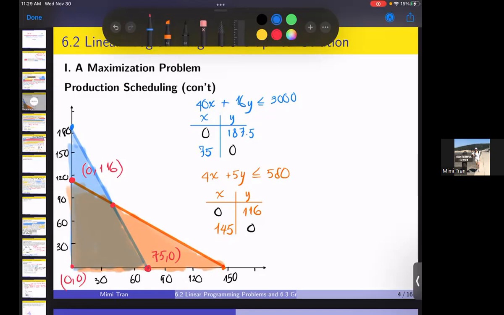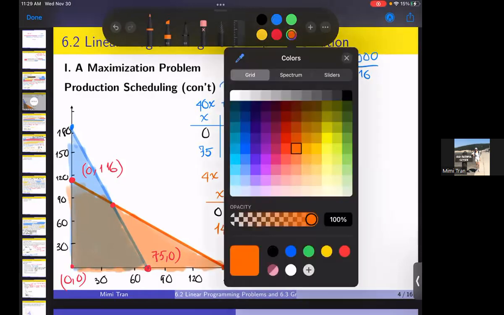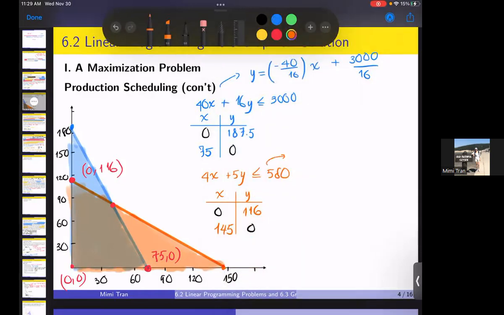Before we do that, I gotta solve for y because your calculator does not allow you to just plug in like that. So we're gonna solve for y. y equals, move the 40x to the right-hand side, so negative 40 divided by 16 times x plus 3000 divided by 16. Do not simplify, it's not worth your time. And then the second one, y equals negative 4x divided by 5 plus 580 divided by 5.